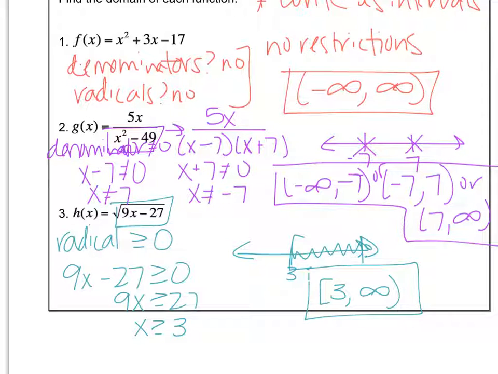It's been a little bit since we've done intervals. Does that make sense? So the 2 things you're looking for are denominators and radicals. If it has a denominator, that's a restriction. If it has a radical, that's a restriction. If it doesn't have either, you don't have any restrictions. We good?